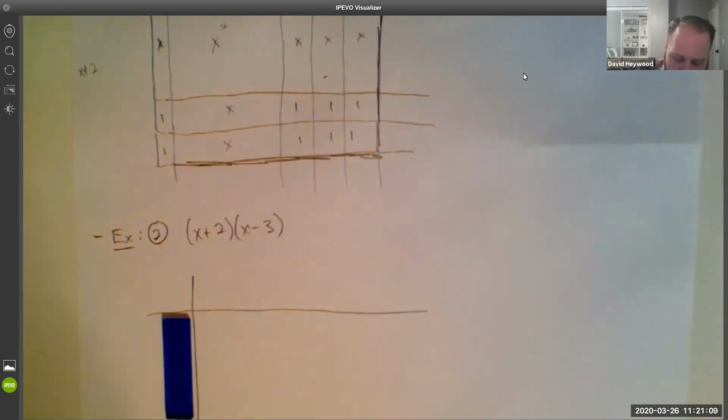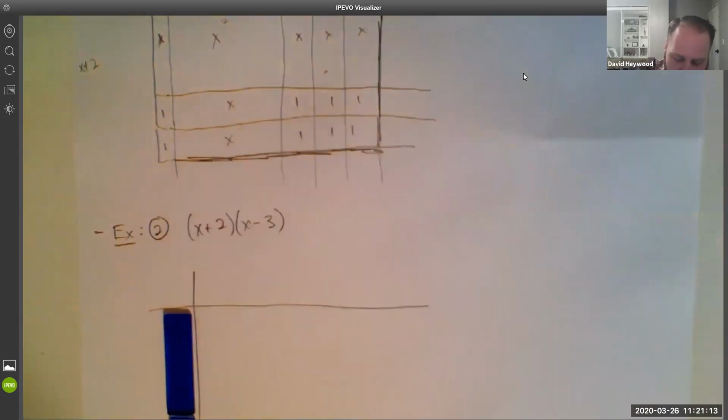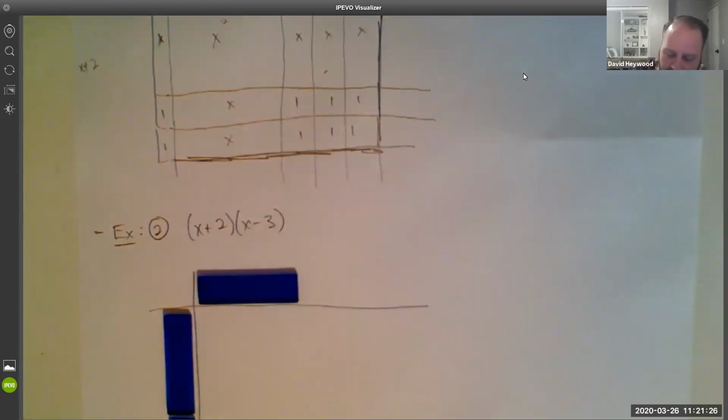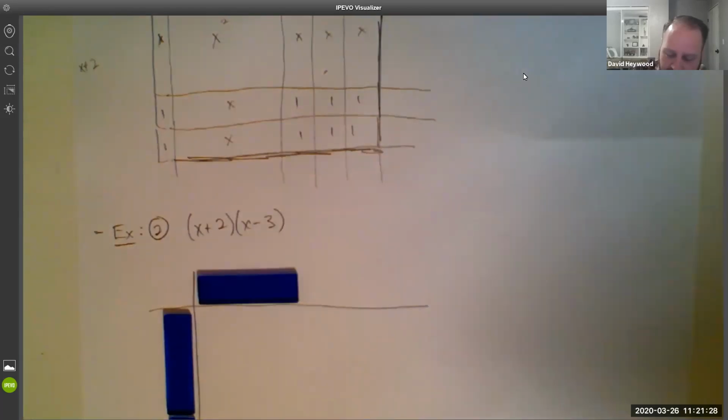So almost the same problem as before. The first example we did together was x plus 2 times x plus 3. If we wanted to do x plus 2 times x minus 3, we would represent that this way, right? Oh, my fingers are too sticky to get the tiles to stay where I want them. Okay.